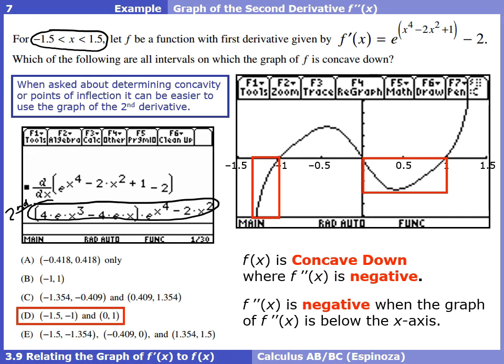Just to recap, we could have still done this with the graph of a first derivative, but it might have been a little more difficult to identify these intervals. With the graph of a second derivative, it is fairly straightforward and pretty simple in comparison, maybe, to the first derivative.